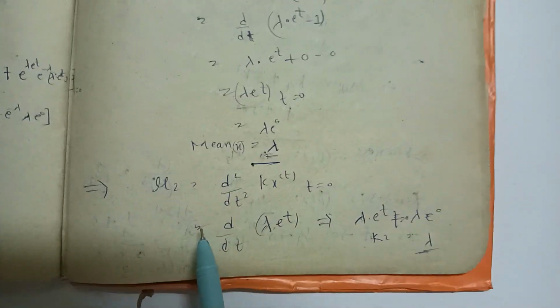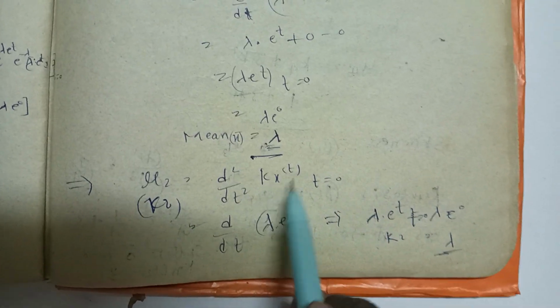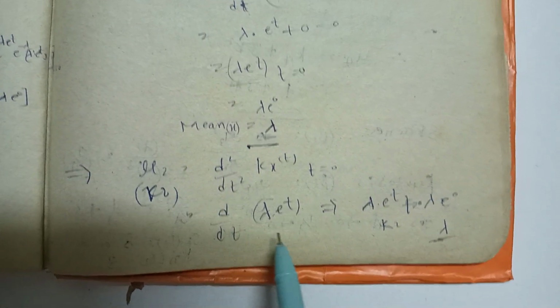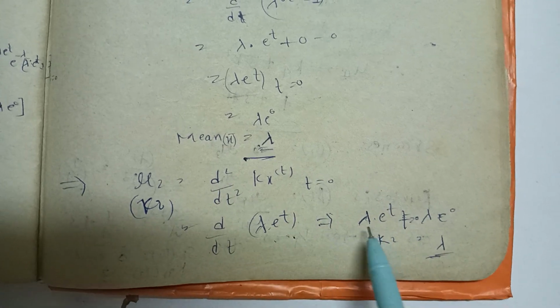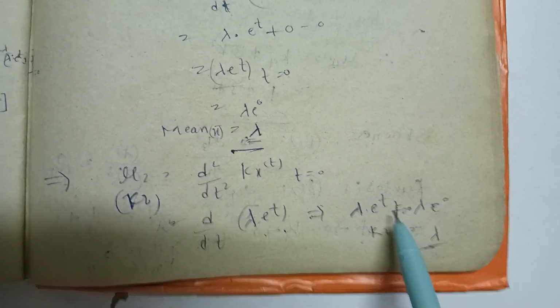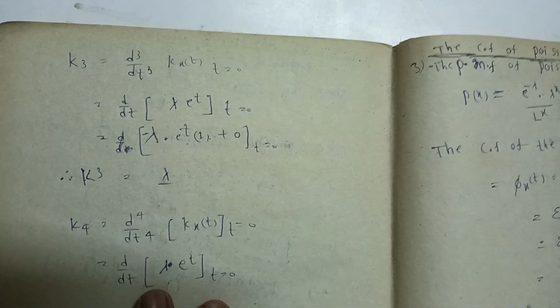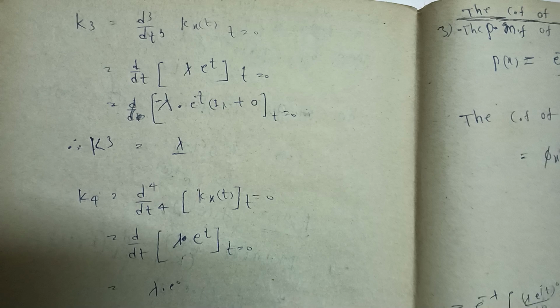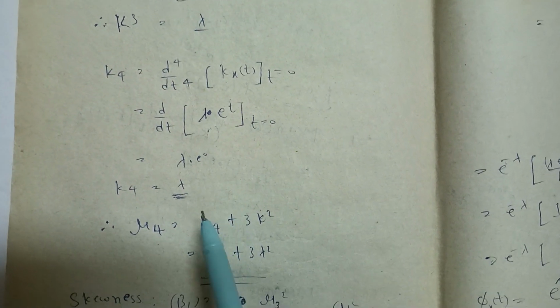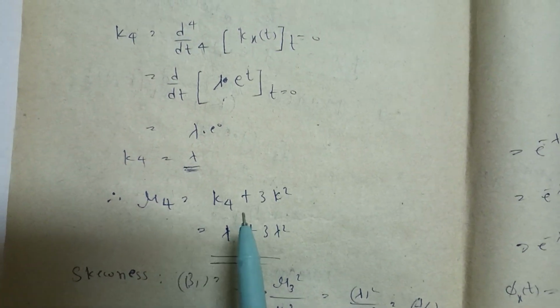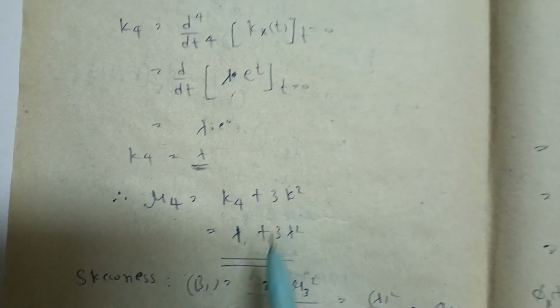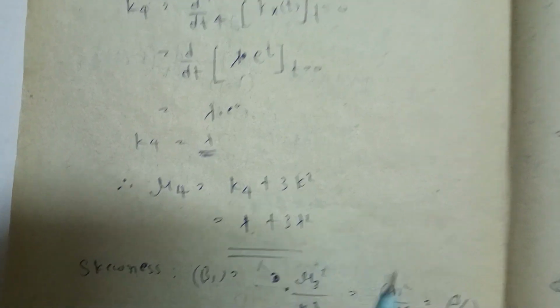Next, mu2 is nothing but k2, d square by dt square of kx of t at t equals 0, that is d by dt of lambda into e to the power of t. Lambda is a constant, e to the power of t. If you put it like that, then you are going to get the mu2 value as lambda. Next, k3 also you are going to get as lambda. K4 also you are going to get as lambda. So what is mu4? K4 plus 3 into k2 square, so lambda plus 3 lambda square.